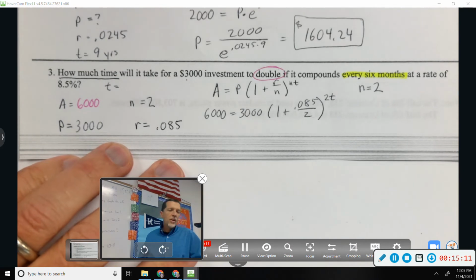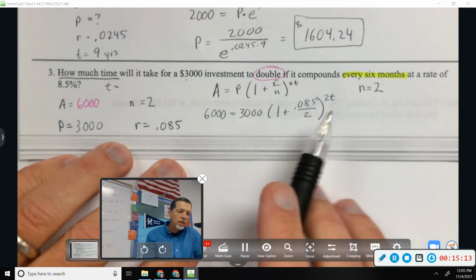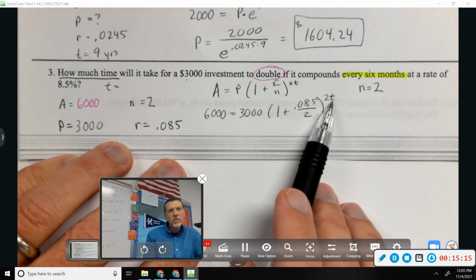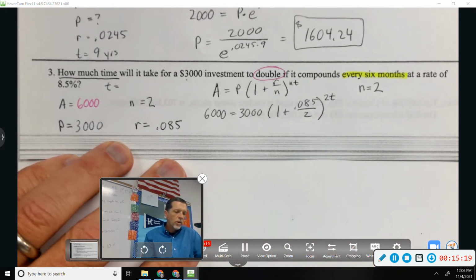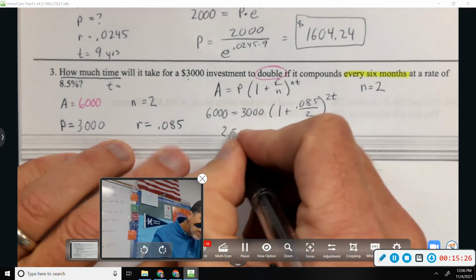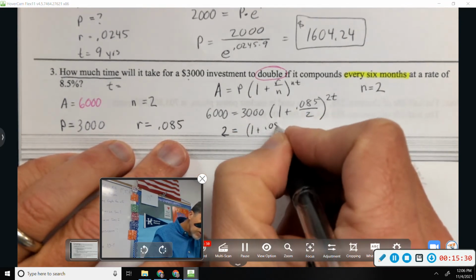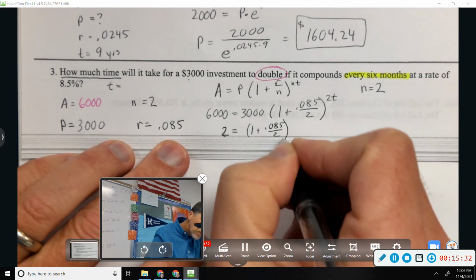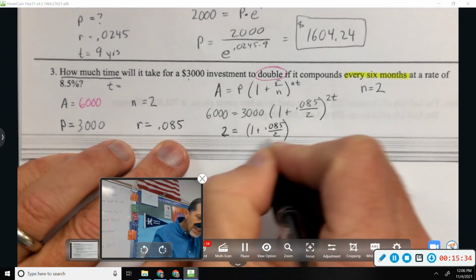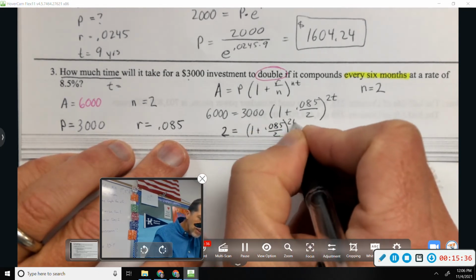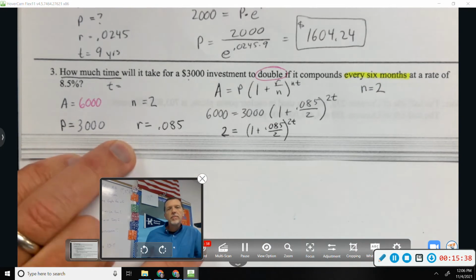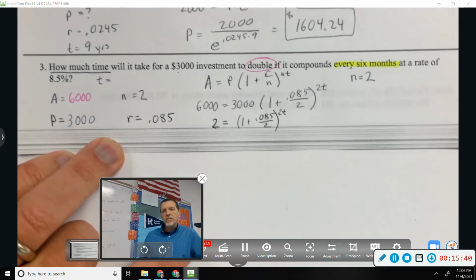This is now like some of those problems on the quiz and homework. We've got to solve for t. We get t by itself. What do you want to do first? Let's divide by 3,000. So 2 equals 1 plus 0.085 divided by 2, which you could put in the calculator and get a number for that, but I'd rather just leave it alone for now.